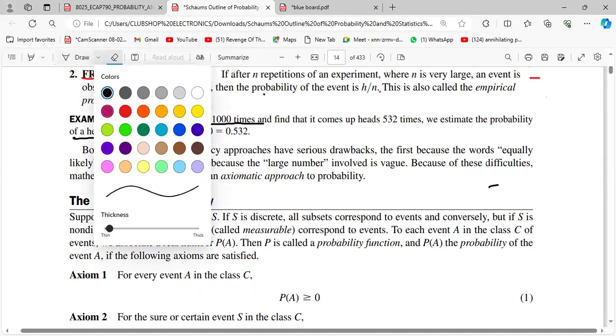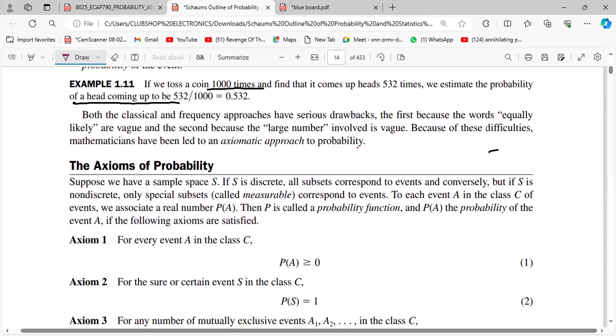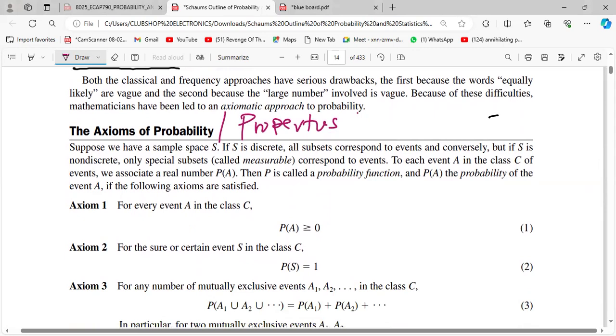So that's what they are saying. Now, we talk about axioms and properties. What are the properties of probability?